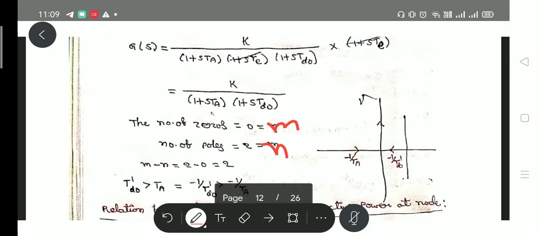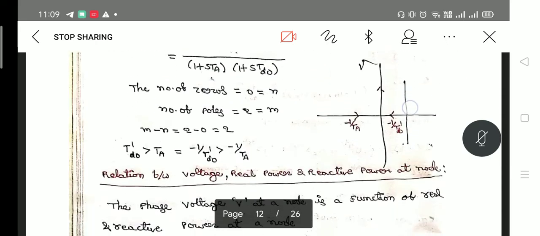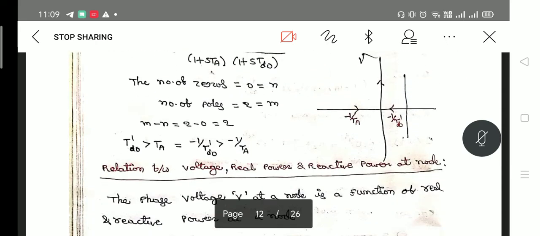In that case, the angle of asymptote will be 90 degrees. So we can draw like this. This is the 90 degrees. Like this we will get the root locus stability point. In that case, Td naught is greater than Ta, or minus 1 by Td naught is greater than minus 1 by Ta. This is the condition for stability.